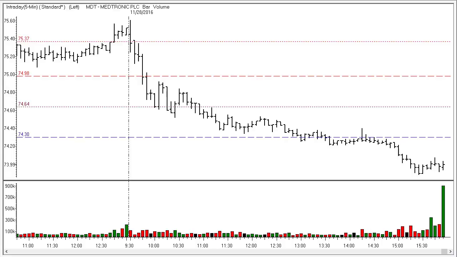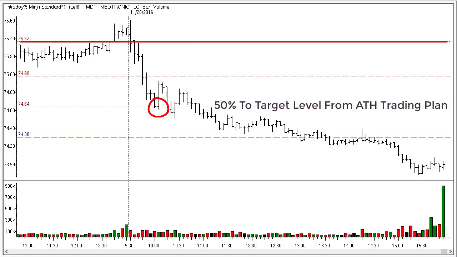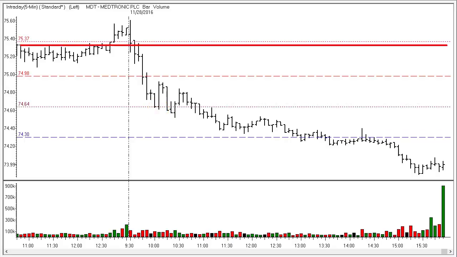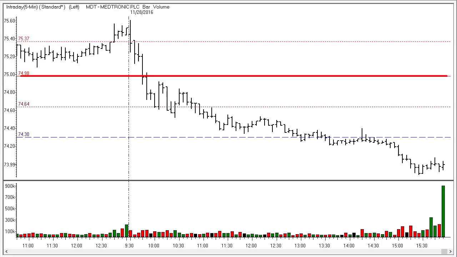Once the price got down to $74.64, the stop loss, this 75.37 line up here, gets moved. And the place it gets moved is down to $74.98. So once we're 50% of the distance from the entry to the target, what we do is move our stop to break even and the trade is risk-free.